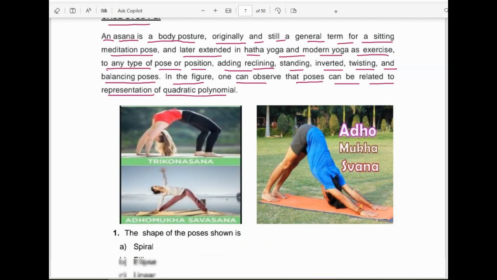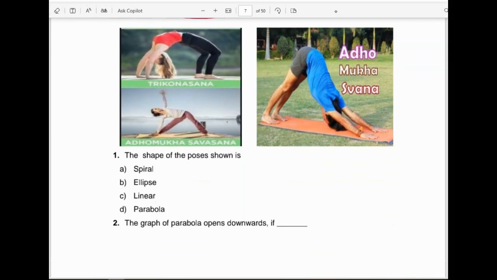So these are some poses which they have given. We can see here the pose is in the form of parabola. Now it's in the form of parabola. So here it is in the form of parabola. So different poses give a different shape of the diagram. So the shape of the pose is parabola.